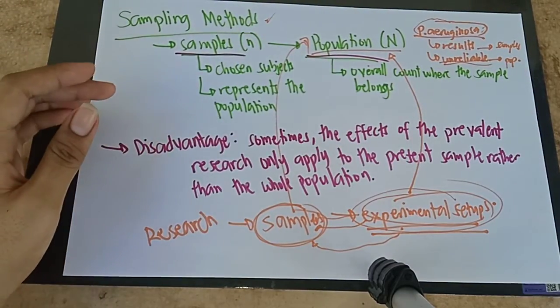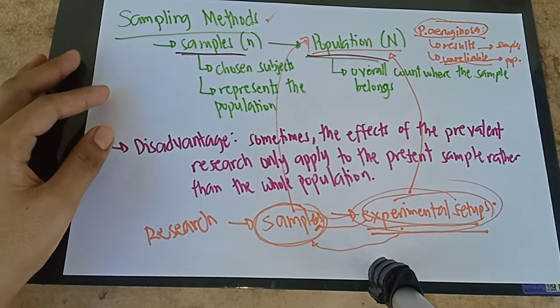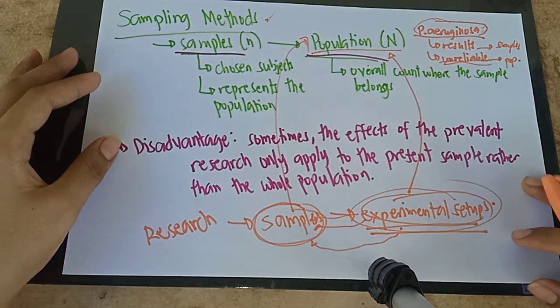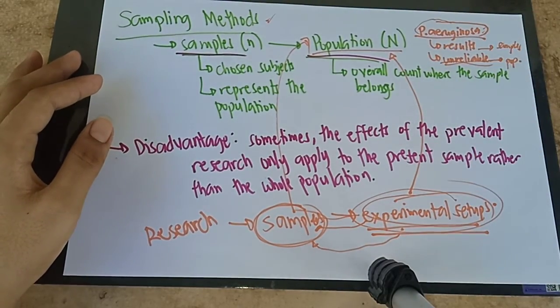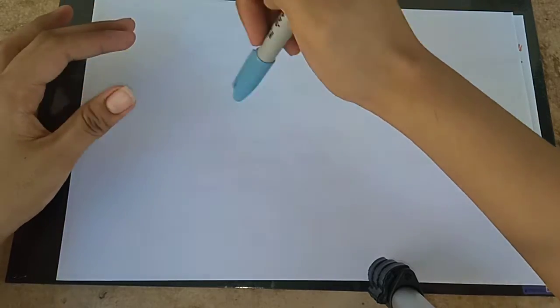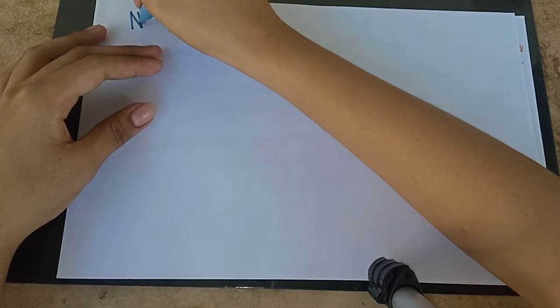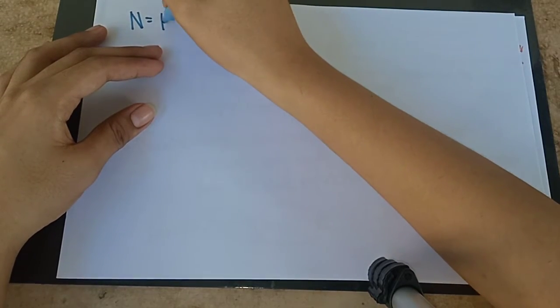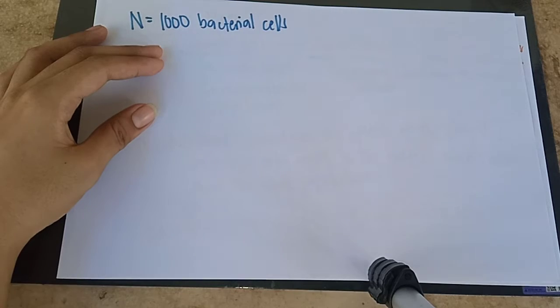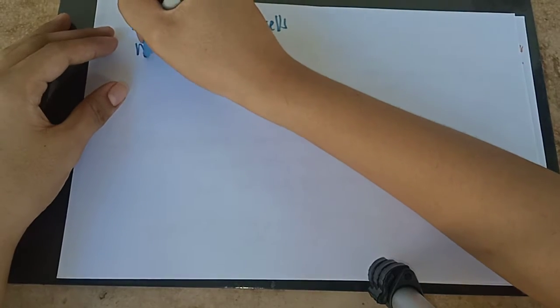Now, since we have described sampling methods, how do we actually execute sampling methods? So let us have this example. Continuing, we are still on method number 1, sampling methods. Let us have a situation in which we will apply sampling methods. Let's say we have a population of 1,000 bacterial cells. We only pick out 3 sample species.